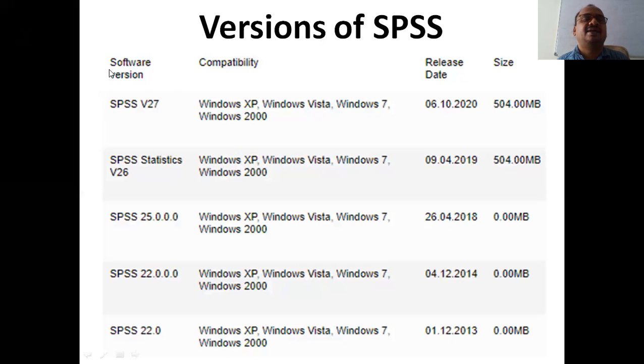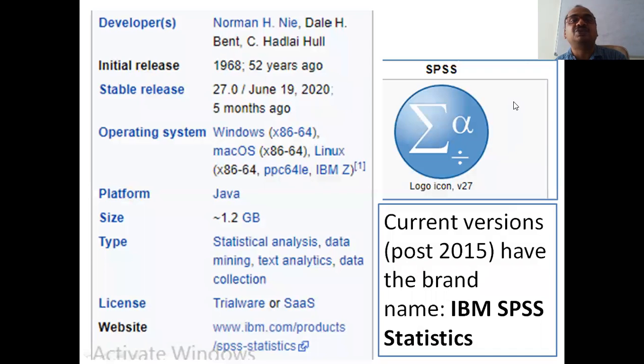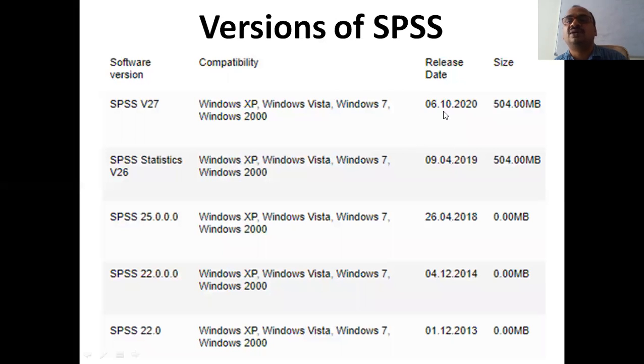Okay. This is the latest version, SPSS V27. It works on compatibility: Windows XP, Windows Vista, Windows 7. This is most flexible. You have to write all of this in the examination. Windows 2000. It was recently released, in the month of June. See here, June. Here also you can see June. On 10th June 2020, it was released. This you have to mention in the exam.